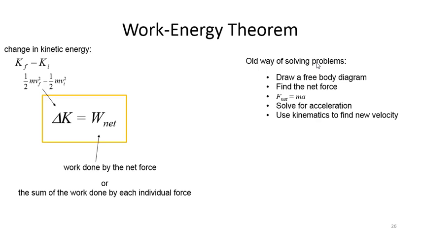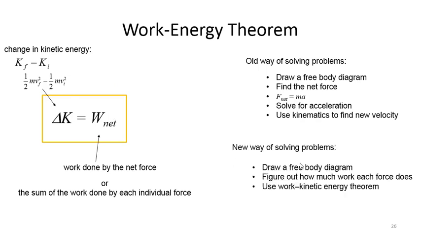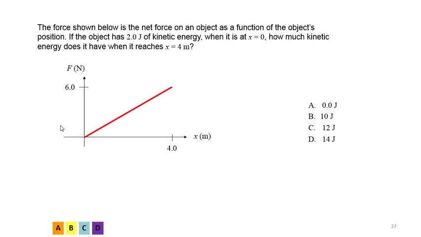Now we're going to solve the same type of problems, but using this single equation, the work energy theorem. The new way is going to look like this. We're still going to draw a free body diagram because we still need to know all the forces. We're going to figure out how much work each force does, add them all up to get the net work, and then solve for whatever velocity we're trying to figure out. That's it. So let's do two quick examples, and then we'll do some problems. Press pause, read through this, and try to get an answer.